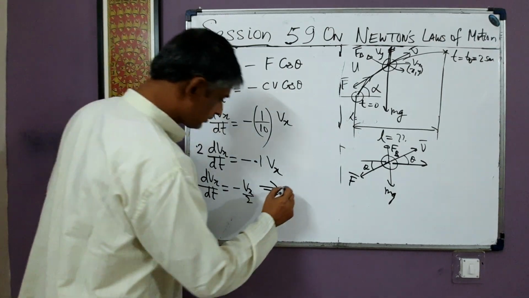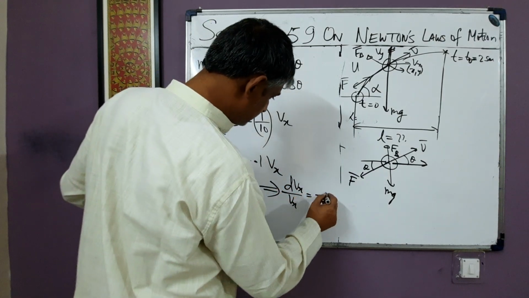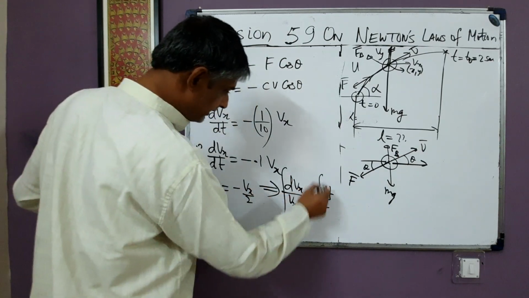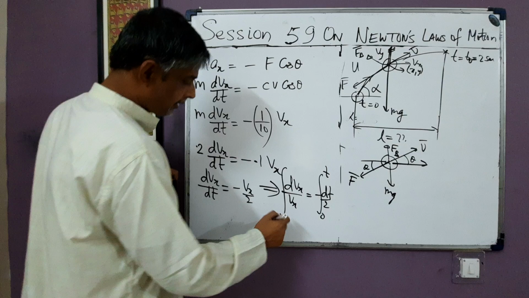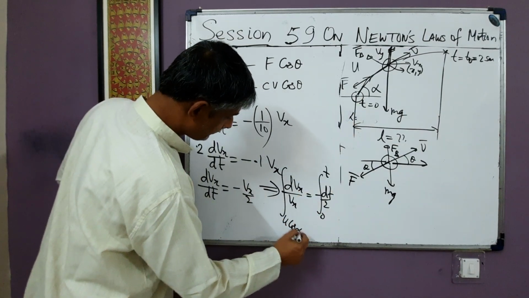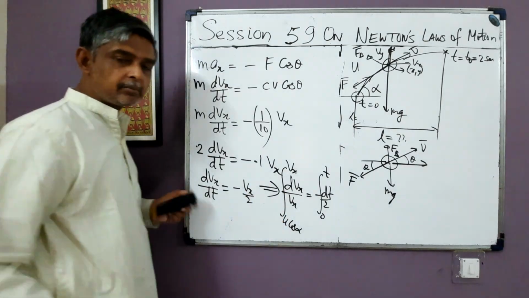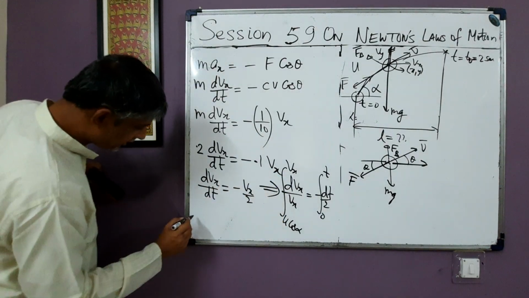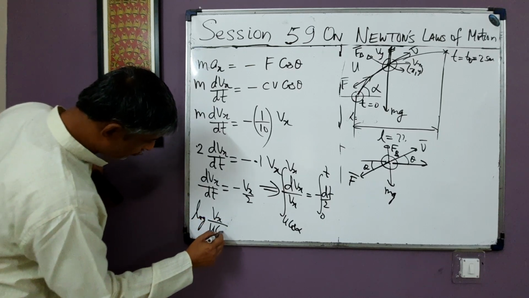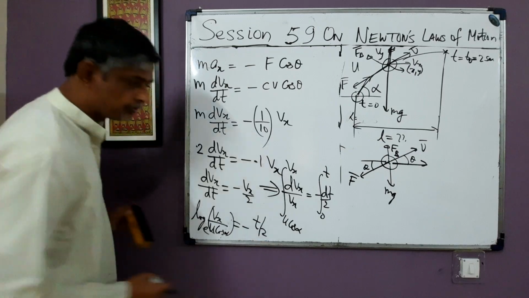So this means dvx by Vx equals minus dt by 2. Now integrate this equation on both sides from 0 to t. Initially Vx was U cos alpha, and at time t it becomes Vx. The integral of dvx by Vx is log Vx. When we insert limits, it becomes log of Vx by U cos alpha, base e, equal to minus t by 2.